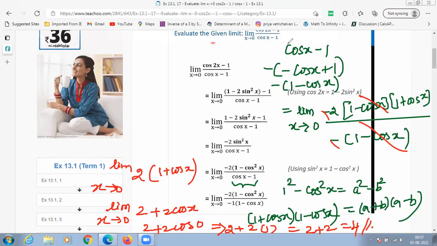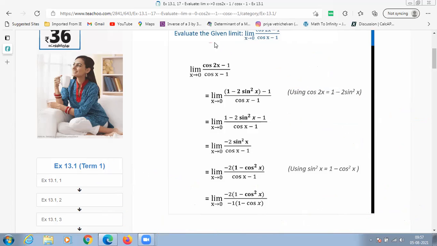Is it clear, dear? Yes, ma'am. Okay, so here we have used only two trigonometric identities. Remember, the first one is cos 2x. I've written cos 2x as 1 minus 2 sine square x, and sine square can be written as 1 minus cos square x. So these two identities.